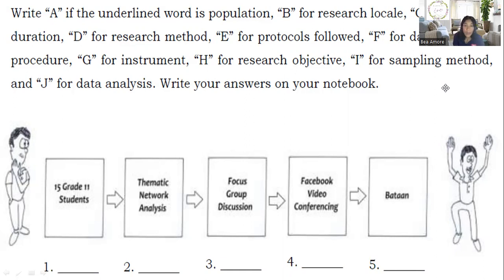Next, number 2 is thematic network analysis. Number 3, focus group discussion. Number 4, Facebook video conferencing. And number 5, Bataan.